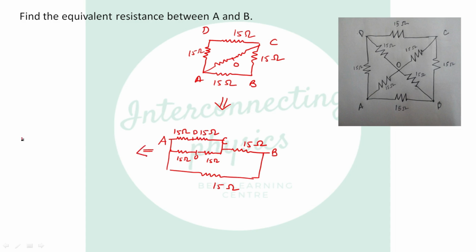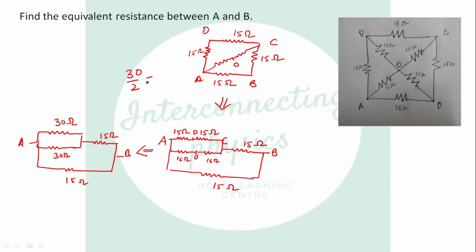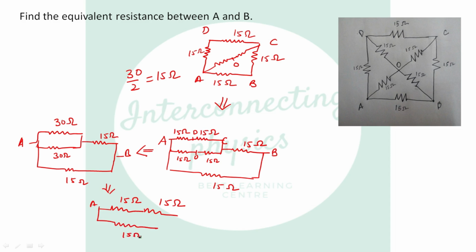So the equivalent diagram will be like 30 ohm, 30 ohm, 15 ohm, and this 15 ohm. This is point B. Now these two are parallel, so answer will be 30 divided by 2, that is 15 ohm. So 15 ohm, equivalent diagram, 15 ohm, this is 15 ohm, okay, this is point A, this is 15 ohm, and this is point B, okay.